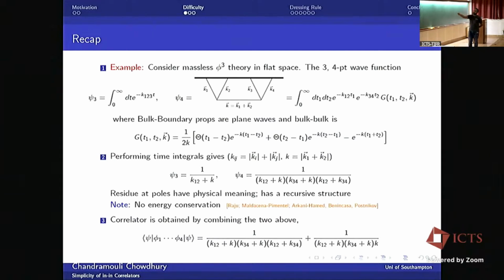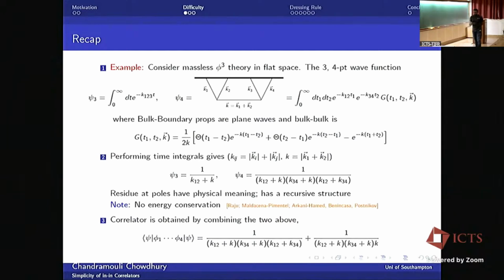And you can also derive some nice recursion formulas for these objects. The only important thing here is that you don't have energy conservation in this. By energy, I simply mean the mod of k_i. Okay. And with this, you can compute the correlation function using the previous formulas. And in this case, it's literally just a sum of these two terms.